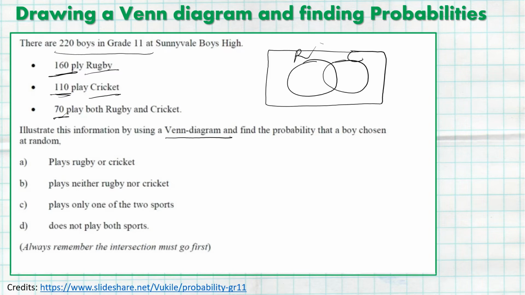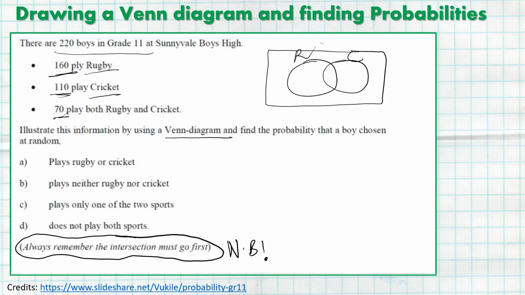When you want to draw a Venn diagram, always remember that you must start at the intersection first. That is very, very important. NB, highlight this. It means that you start at the intersection. After the intersection, you go to the places where it's rugby only or cricket only. Then lastly, you go on the outside, which is neither rugby nor cricket. Okay, so that's how you draw your Venn diagram.